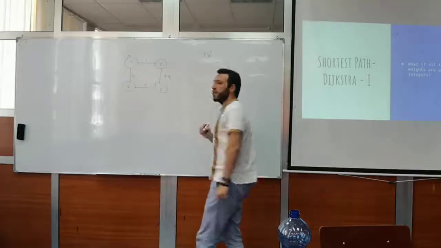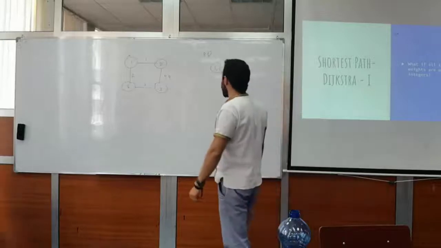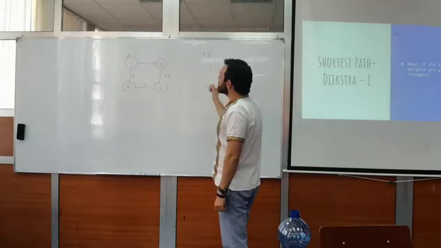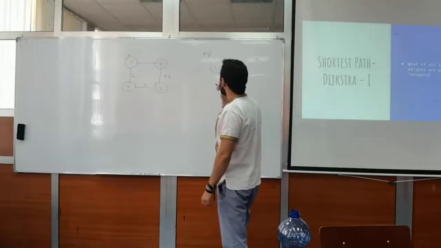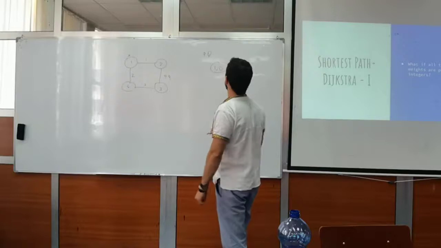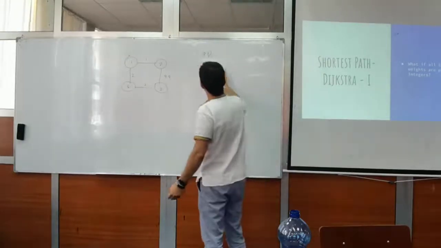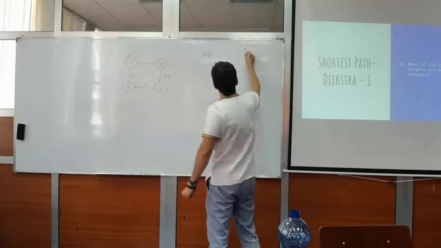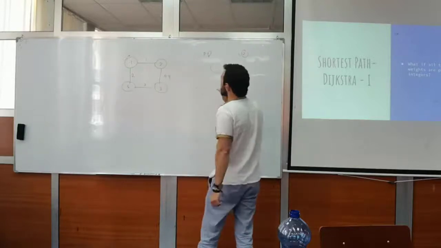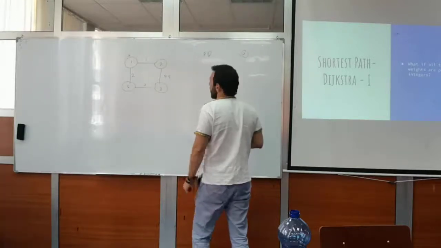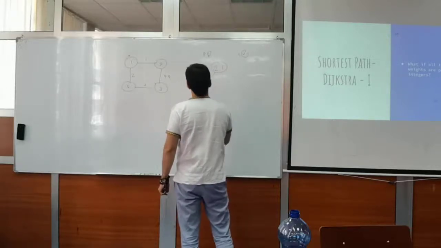And we inserted 1 with distance 0, because the distance from 1 to 1 is 0. And then we insert its children into our priority queue with their corresponding distances. It's like normal BFS, we pop. So we don't have this anymore, but we are going to update on 0. Since 2 is not visited yet, we insert 2 with distance 1. And then we also insert 4 with distance 2.